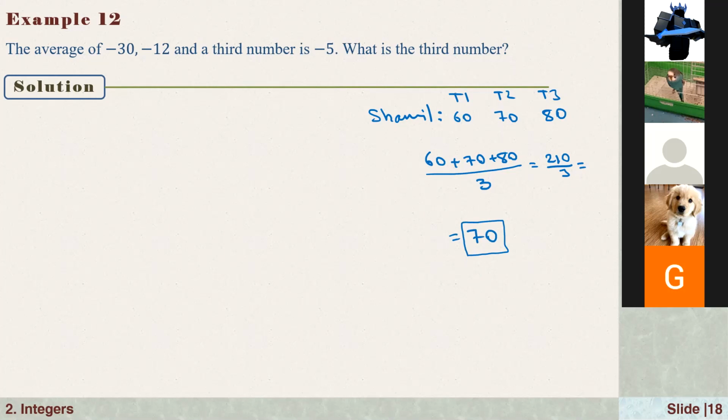So that means that if you are given a bunch of numbers, to find your average value, we should add all of these numbers together and divide by the number of numbers.